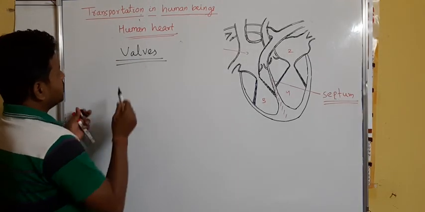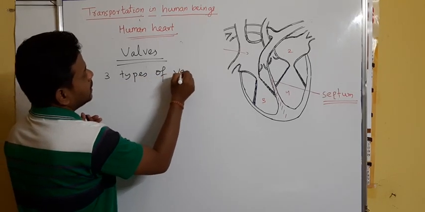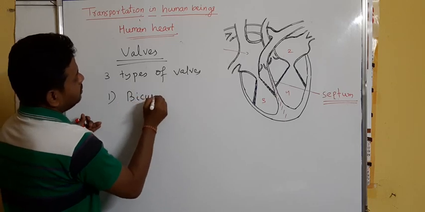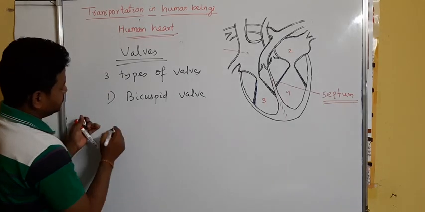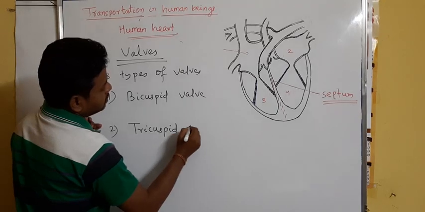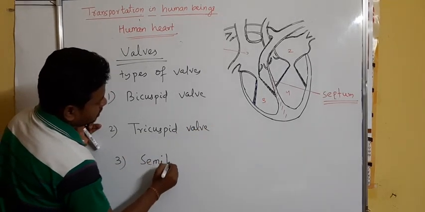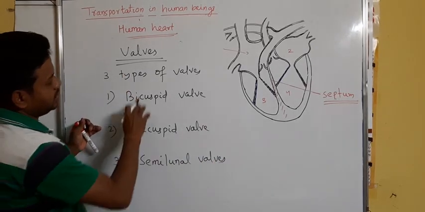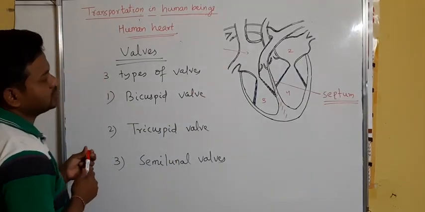So there are three types of valves present inside the heart. The first one is called bicuspid valve. Second, tricuspid valve, and the third one, semilunar valves. All three are present inside the heart, but the exact position is like this.